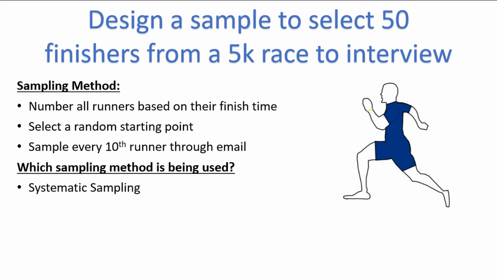Remember that systematic sampling numbers all members of the population, which we have done here. Then it chooses a random starting point, and then samples every kth individual. In this case, k is equal to 10 for every 10th runner. Is this a random sample, or is there any bias involved?